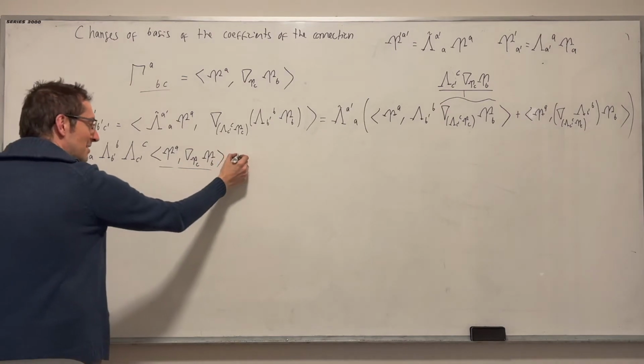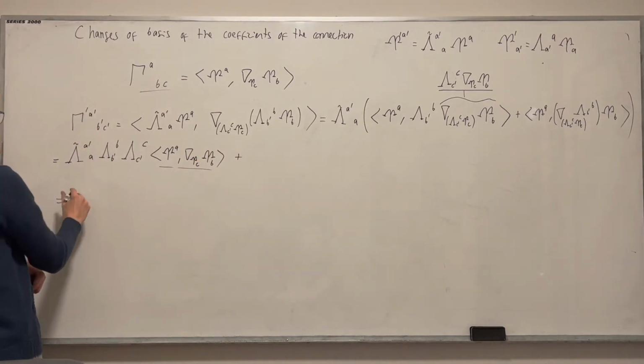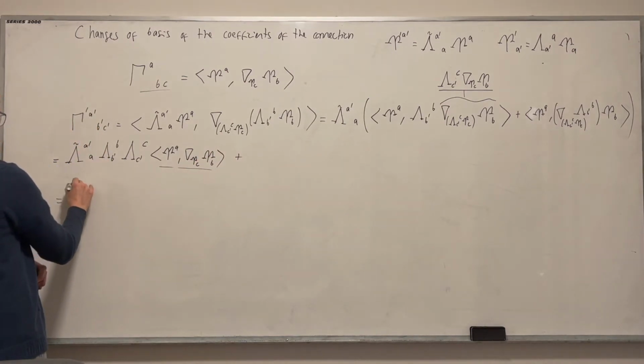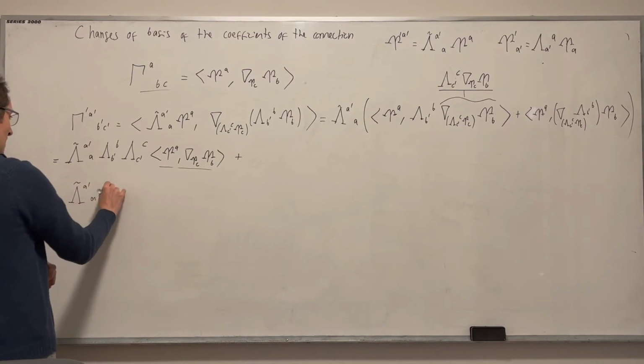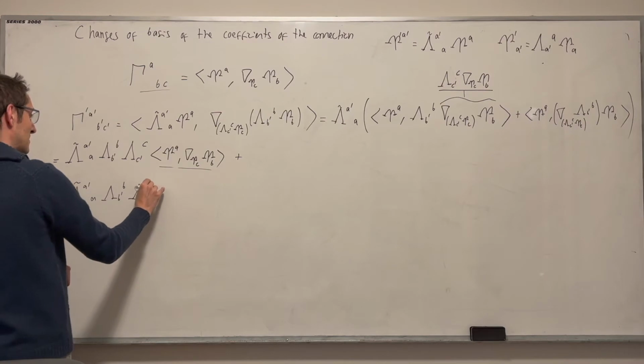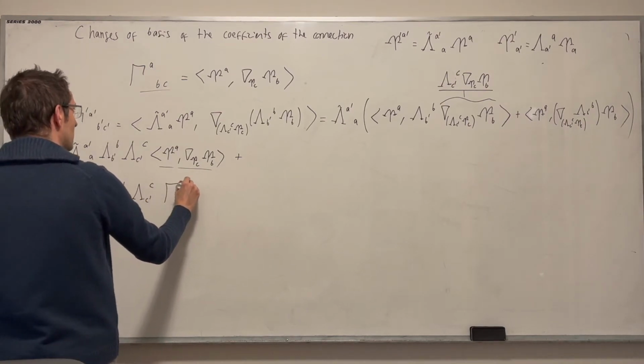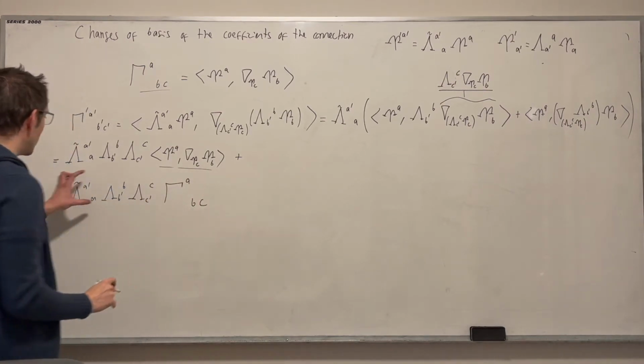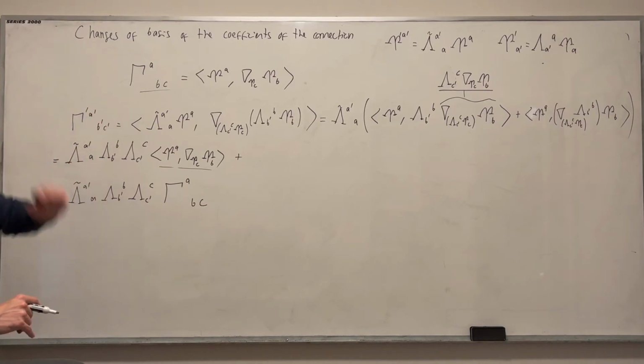Let me just write it here. I mean, I'm missing something here, right? But let me just write the next step already. So this would be lambda tilde a prime a, lambda b prime b, lambda c prime c, the coefficient of the connection a, b, c. If this were the only term, then it would transform as a tensor, no problem.